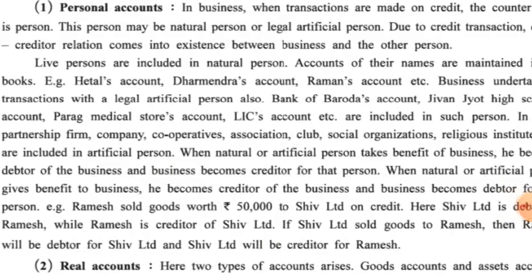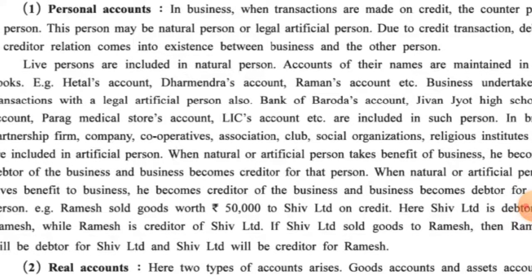Ramesh sold goods worth rupees 50,000 to Shiv Limited on credit. Ramesh sold goods on credit to whom? That is Shiv Limited. So Shiv Limited becomes the debtor for Ramesh, while Ramesh becomes the creditor for Shiv Limited. So a debtor-creditor relation arises between the two parties.